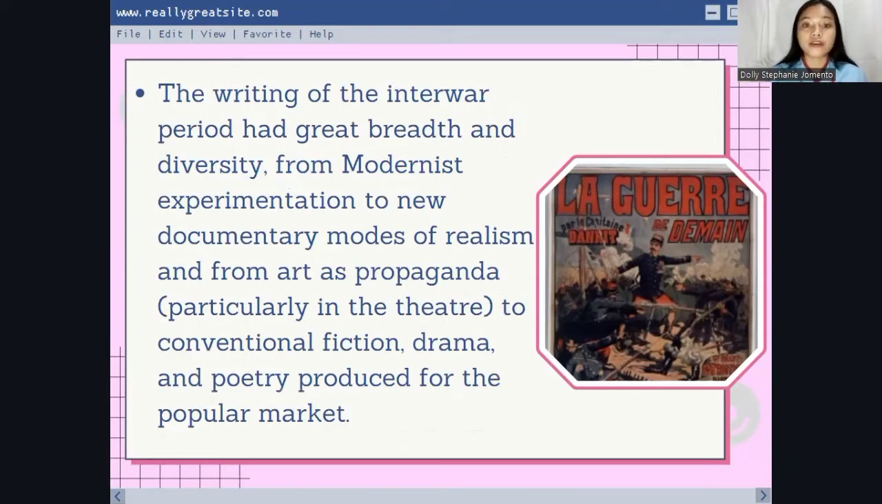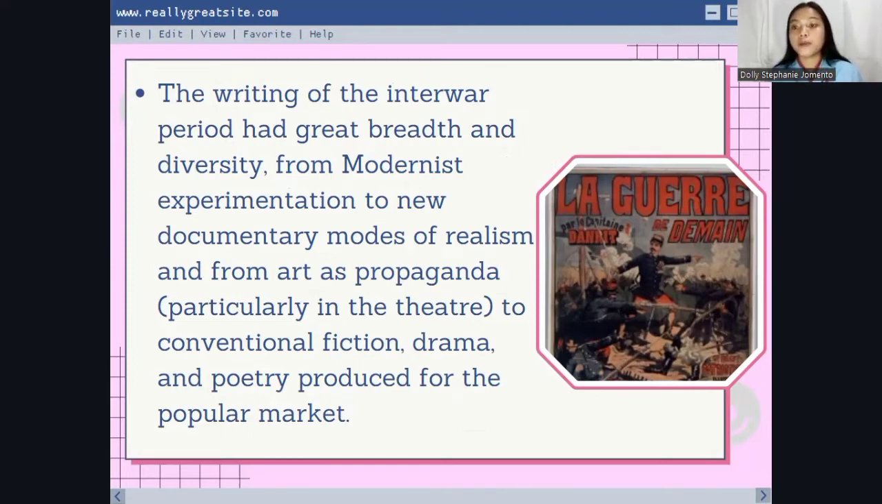So the writing of the interwar period had great breadth and diversity, from modernist experimentation to new documentary modes of realism, and from art as propaganda. We have discussed, or we have encountered, the word pop art earlier, alongside conventional fiction, drama, and poetry produced for the popular market.